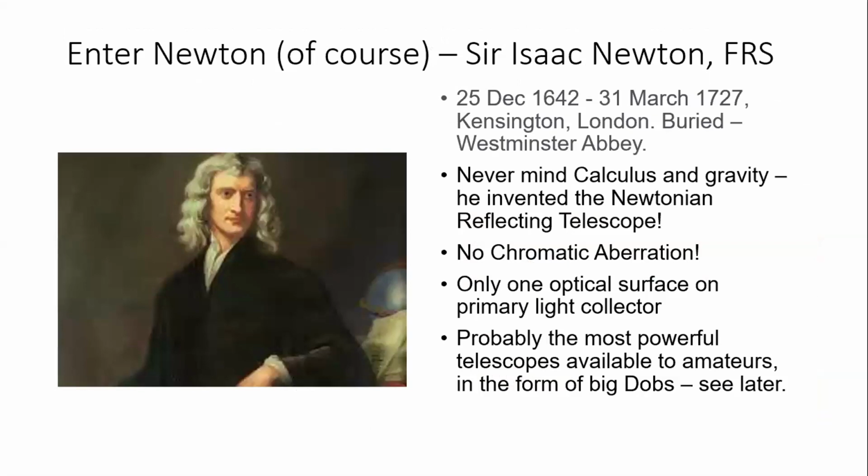So it's only now that we come to Newton, and yet most people think of two main types of telescope, the refractor and the Newtonian. But it wasn't until Newton came along more than a century later that we get the Newtonian reflecting telescope. Again, because it has a mirror, there's no chromatic aberration, only one optical surface, ignoring the eyepiece, obviously. So you're only having to do an accurate grinding and polishing on one optical surface. And it's probably the most powerful telescope type available to amateurs in the form of the big Dobsonians, which we'll look at later.